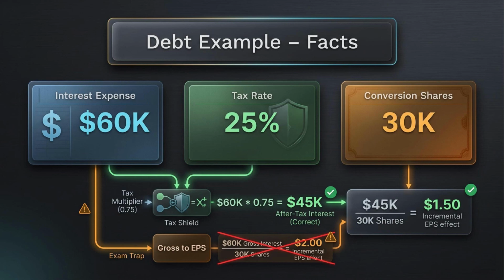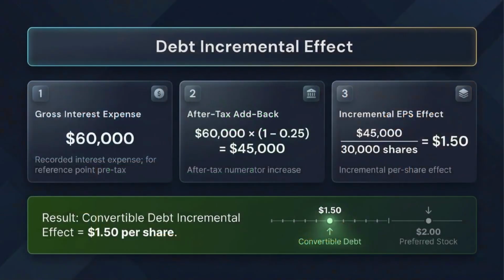60,000 multiplied by 75% gives an after-tax add-back of $45,000. The debt incremental effect is $45,000 divided by 30,000 shares, which equals $1.50 per share. This number is lower than the preferred stock effect of $2 per share. That means in a ranking sequence, the convertible debt enters before the convertible preferred stock, assuming both are dilutive at the point they are tested.